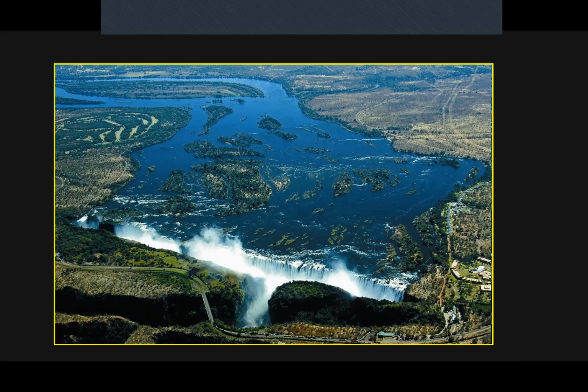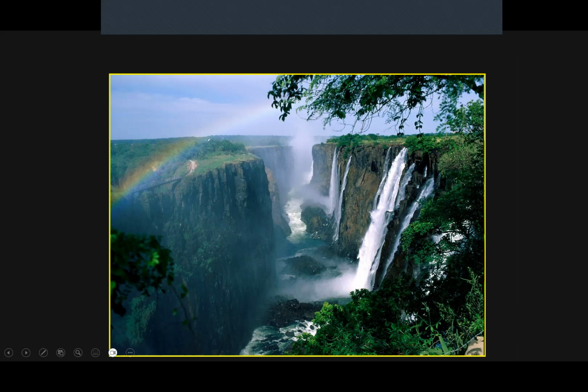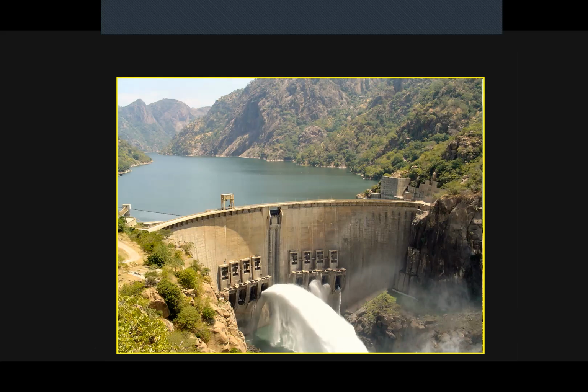Now, an interesting thing on the Zambezi River is Victoria Falls. It's like the Niagara Falls of southern Africa. Here's another view of it. And one thing with some of these rivers, especially with the Zambezi, is they've been able to produce hydroelectric electricity out of them by building dams.